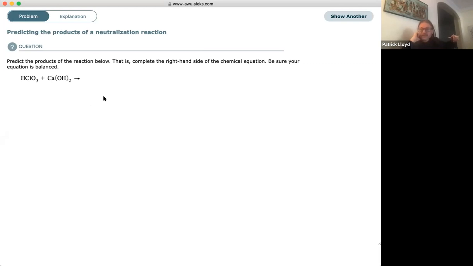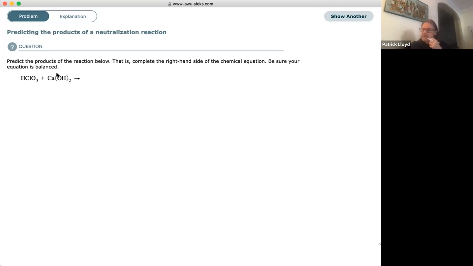Predicting the products of a neutralization reaction. Predict the products of the reaction below. That is, complete the right-hand side of the chemical equation. Be sure your equation is balanced, okay? So here we're just predicting the products of the reaction. So notice we have an acid here, HClO3, right? Hydrogen with a polyatomic ion, that's the chlorate ion. Here we have a metal with hydroxides. It's a group 2 metal, so that's a base. So it's an acid-base reaction.